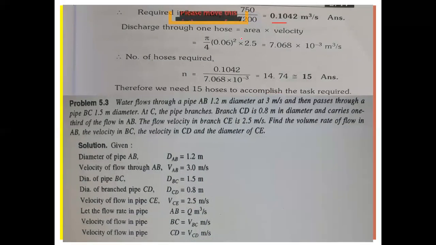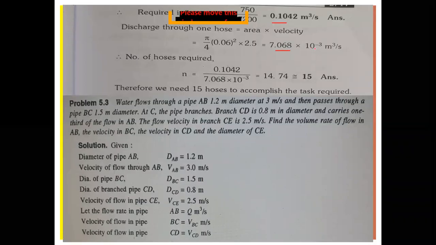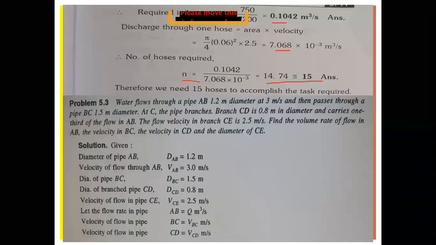Hose pipe discharge is area into velocity. Area is equal to π by 4 into 0.06 squared into 2.5. That is the value for one hose pipe. Next, the number of hose pipes required: n is equal to 0.1040 divided by 7.068. That is, with approximation, 15 hose pipes are required for the swimming pool to fill the water.